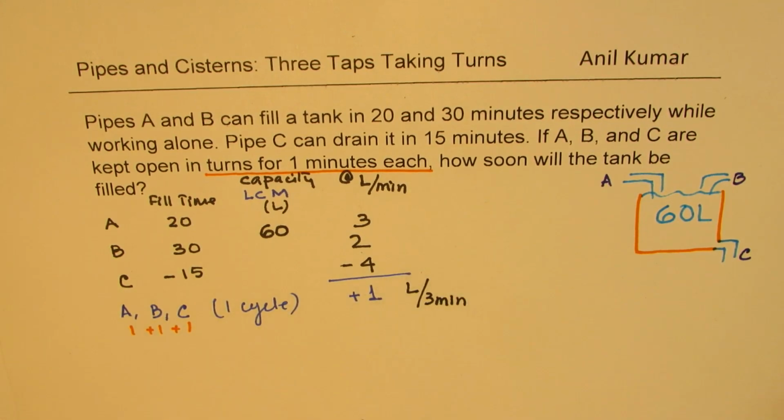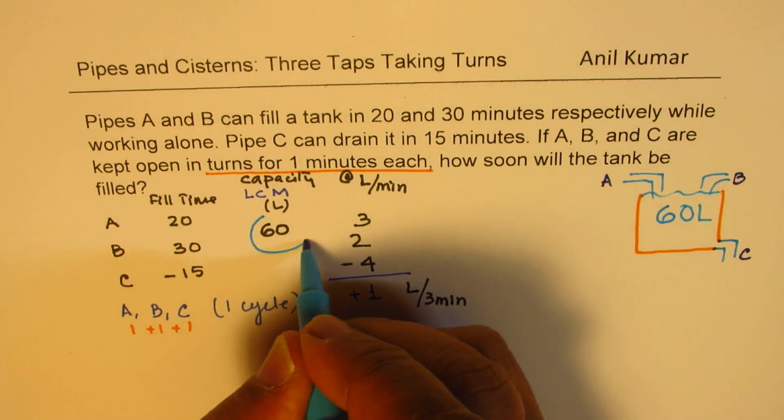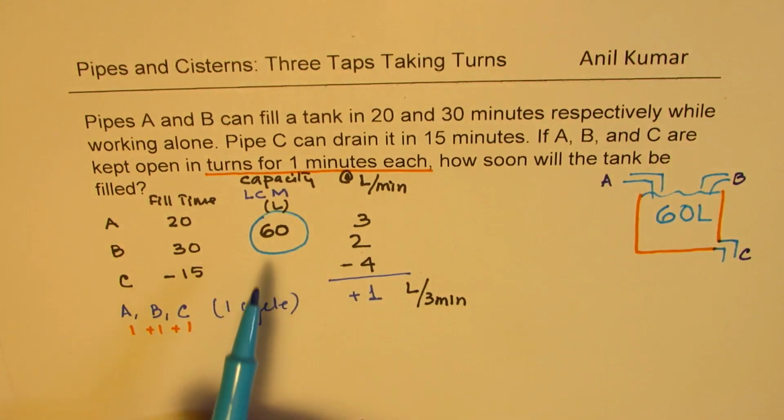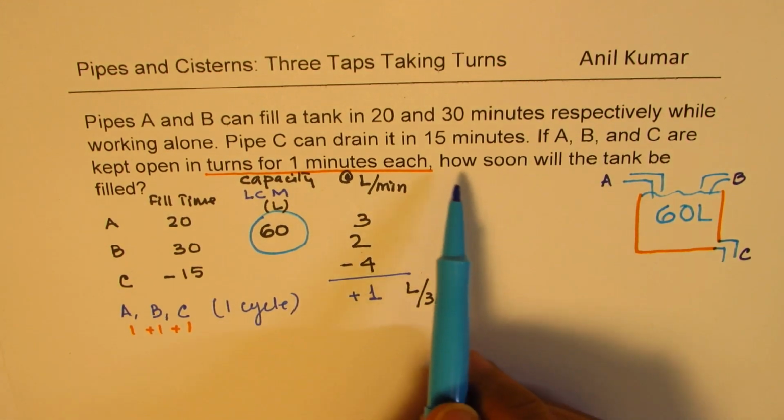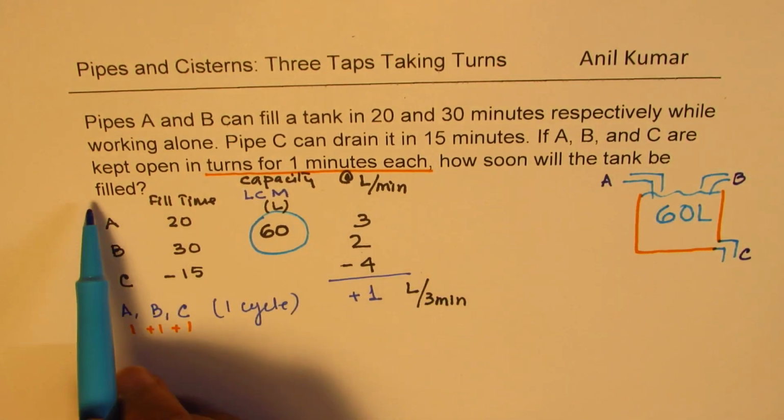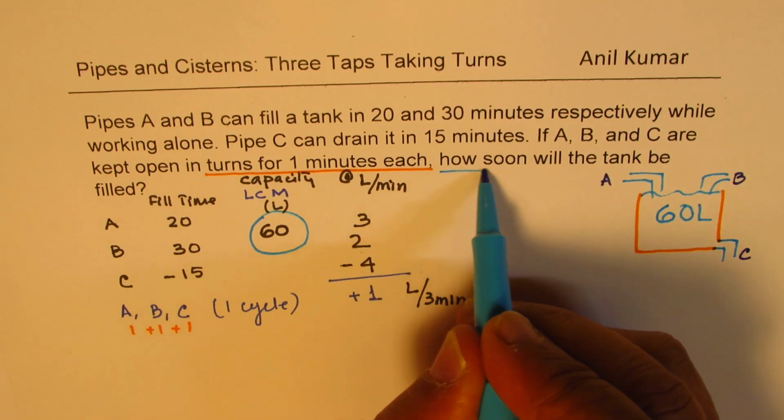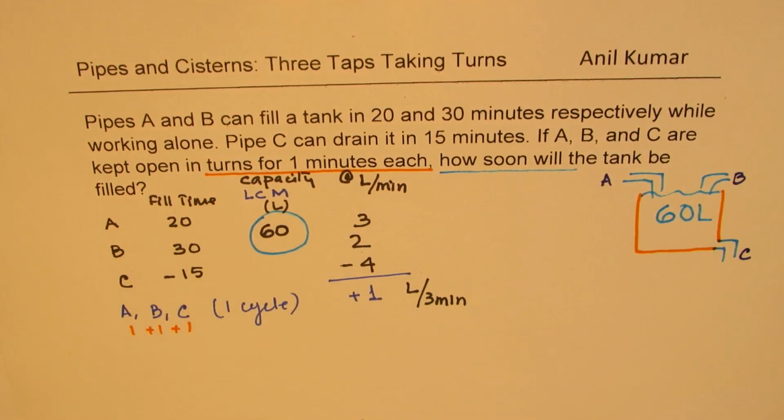Now the question is that we have a total capacity of 60. That is what we have assumed. With this 60 we got that rate. The question here is, how soon will the tank be filled? We have to now find how soon the tank will be filled, right? How do you figure this out? So I hope the concept is clear to you. Now you work it out and then check with my solution.